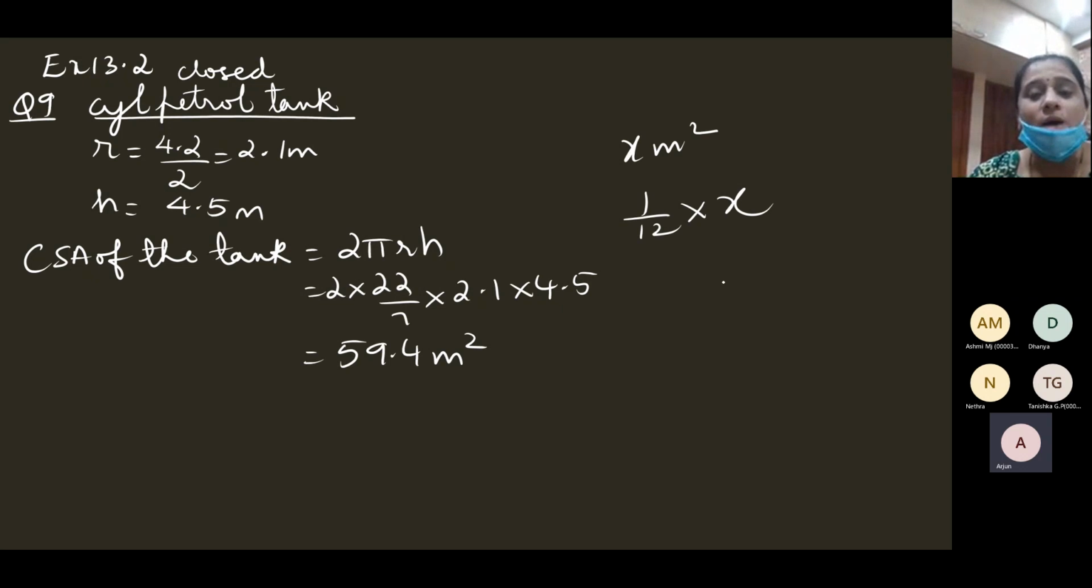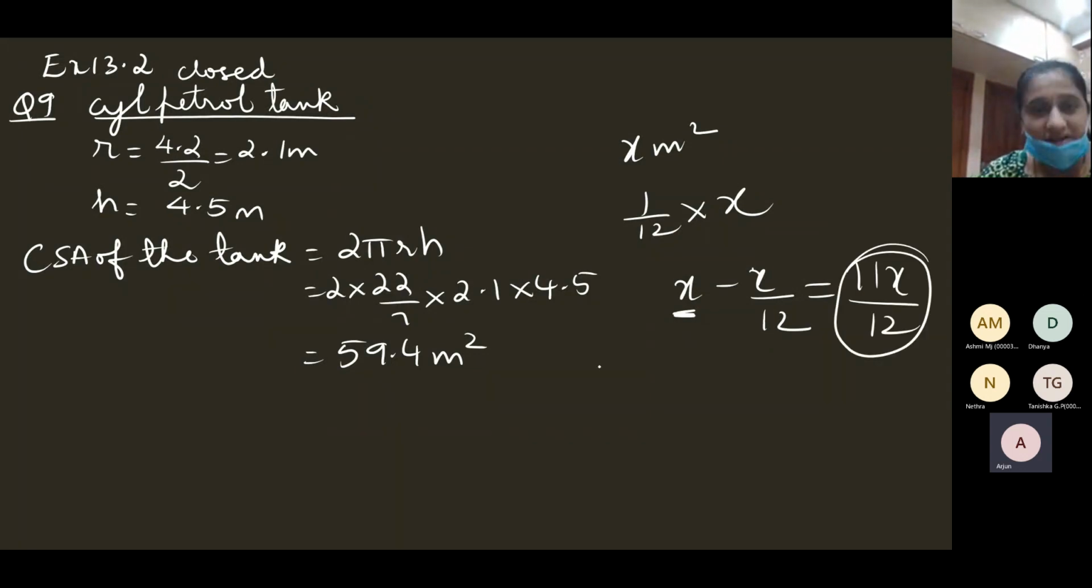So how much of steel has gone into the tank? x minus x by 12. He had purchased x and x by 12 was wasted. So this remaining, when you take the LCM, you get 11x by 12. This is the amount of steel present now in the tank. And what is this equal to? This is equal to the TSA.